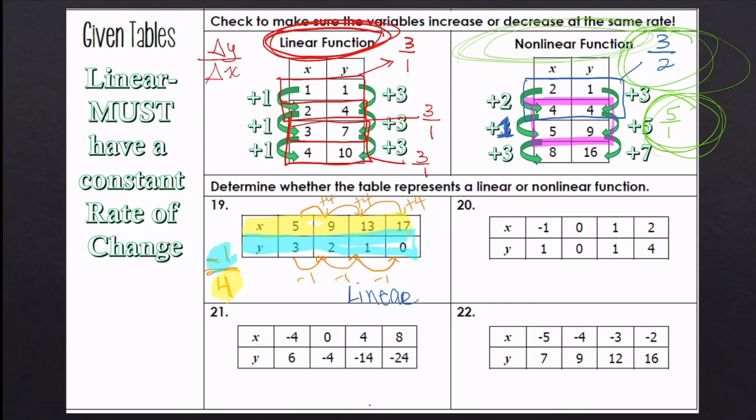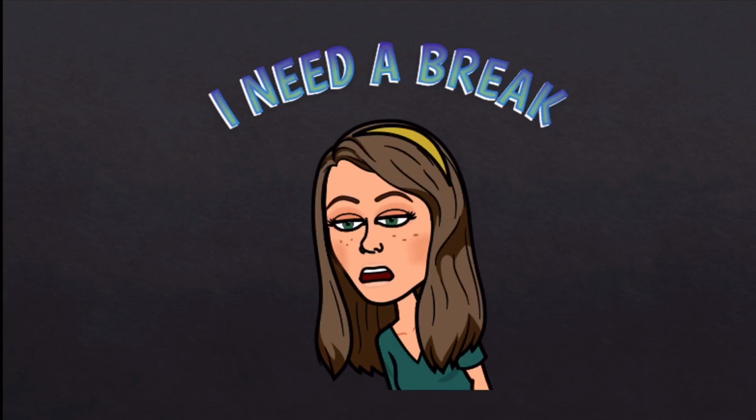I want you to try the next 3 on your own. And I'm going to be checking. I want to see: is it linear or nonlinear? If it is linear, I want the constant rate of change. After that, take a break. This might seem like a lot, but it's really not. It's studying and understanding what we're looking for.